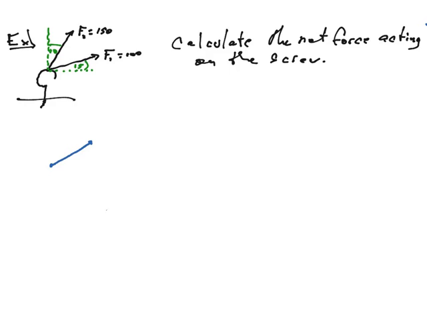Okay, and what do I know? The angle that F1 makes with respect to the horizontal is 15. Then what I do is I take F2, and I'm going to draw F2, but I'm going to draw it on the tip of arrow F1.